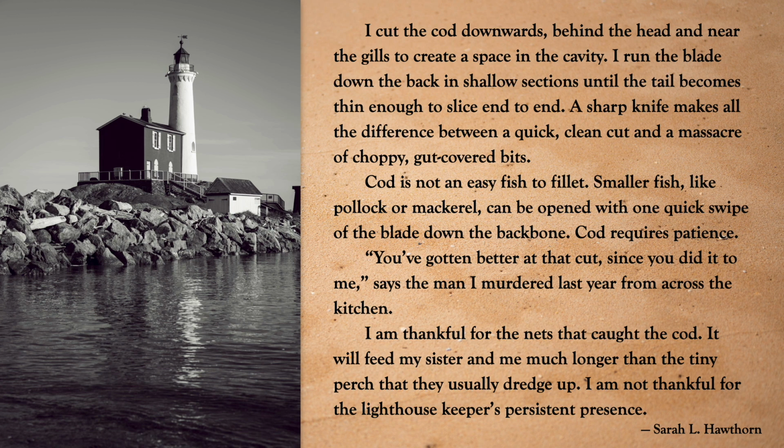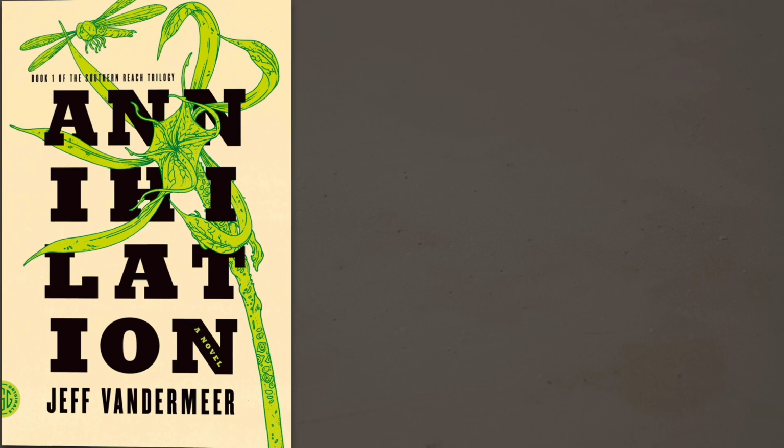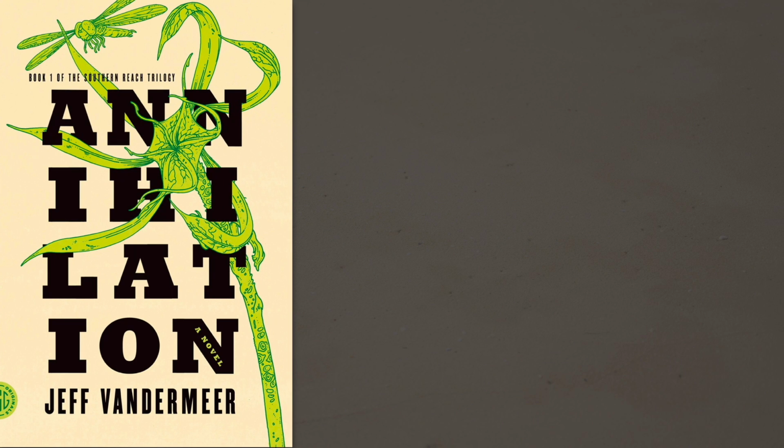I admire how Sarah seamlessly blends descriptive action and dialogue in this scene. The character's voice comes through in phrases like, "a massacre of choppy gut-covered bits." Even the description of the character's internal thoughts adds a visual, with the idea of nets catching the cod and the tiny perch, and those thoughts add the emotional character-based layer in describing the scene. Sarah's chosen excerpt from a book she admires comes from Jeff VanderMeer's eco-horror novel Annihilation.